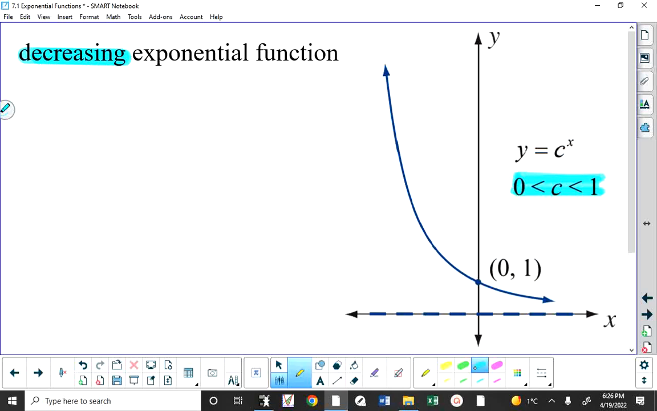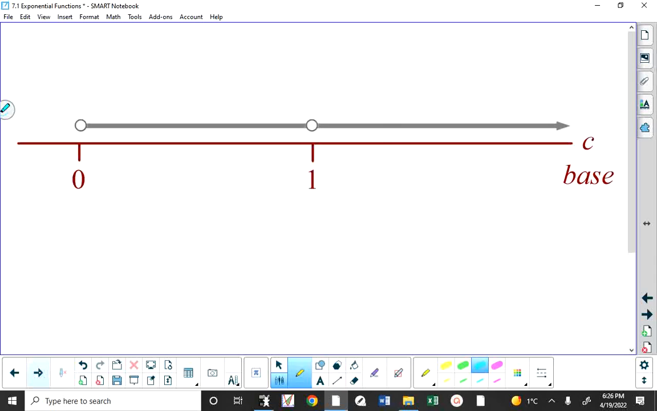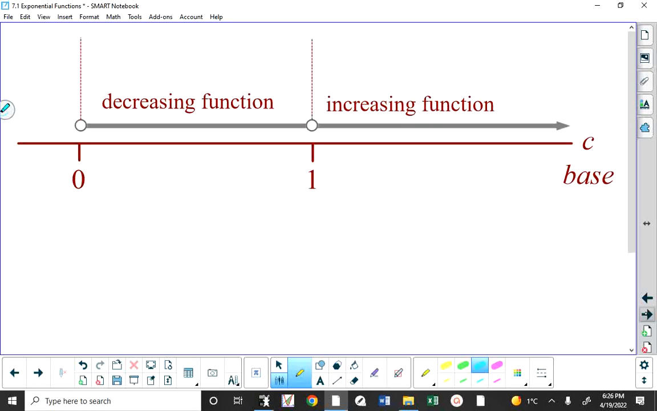And now what you can do is add some information to that graphic that's on page 1 of this lesson. We can now say that yes, c has to be between 0 and 1 or greater than 1, but if c is between 0 and 1, the function is decreasing. If c is greater than 1, the function is increasing. And I think that's something that you really ought to add to that graphic on page 1 of your handout.